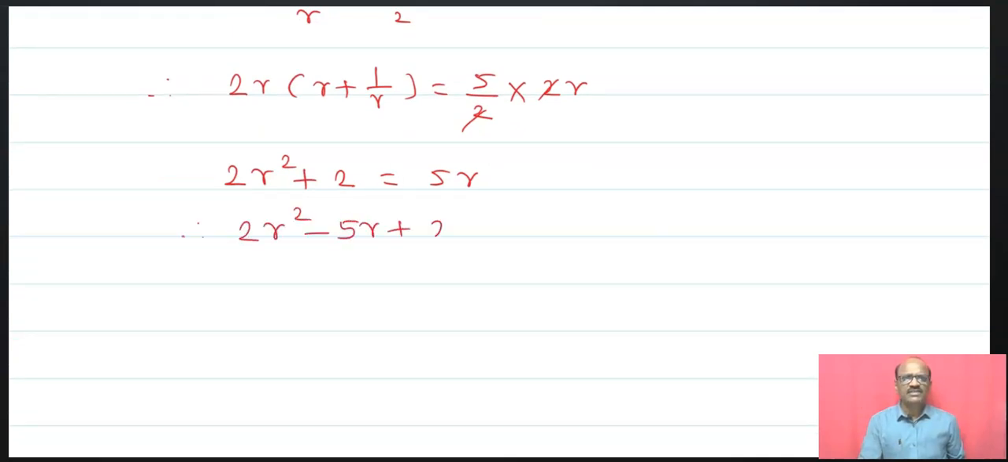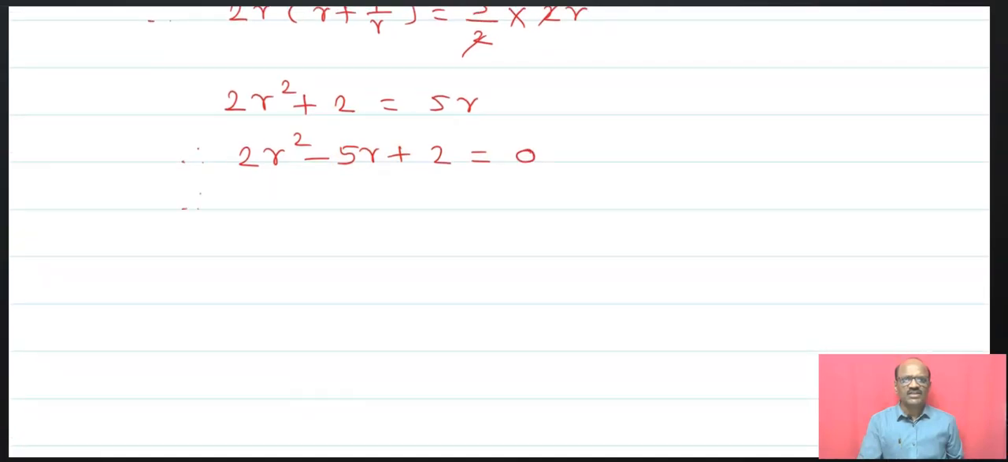Now this is a simple quadratic equation. The 2 gets cancelled, 2R square, 2R into 1 upon R, again R and R get cancelled, therefore here is only the 2 term, and that equals 5R. Therefore 2R square minus 5R plus 2 equals 0. This is the quadratic equation.